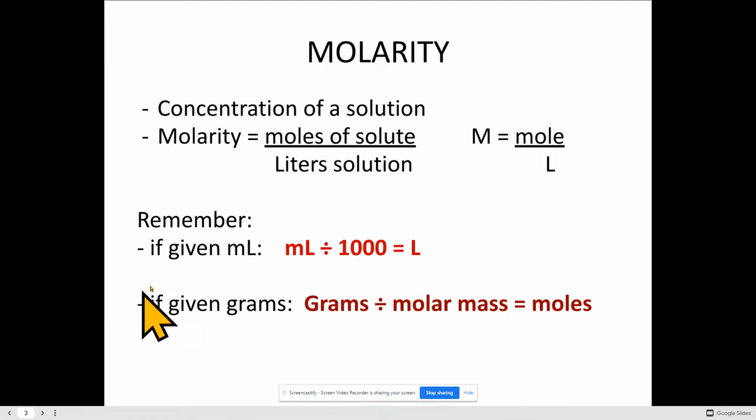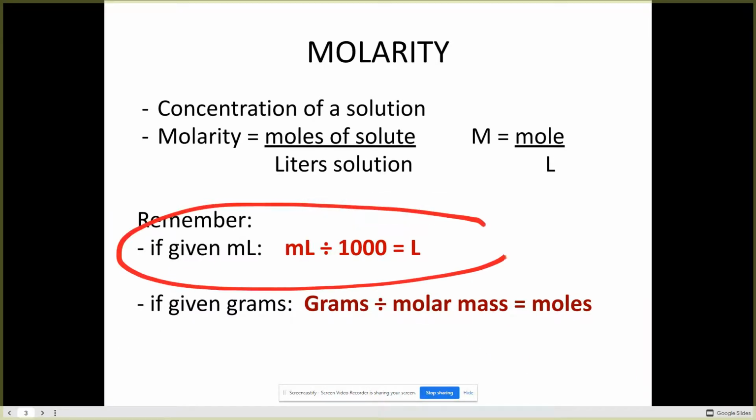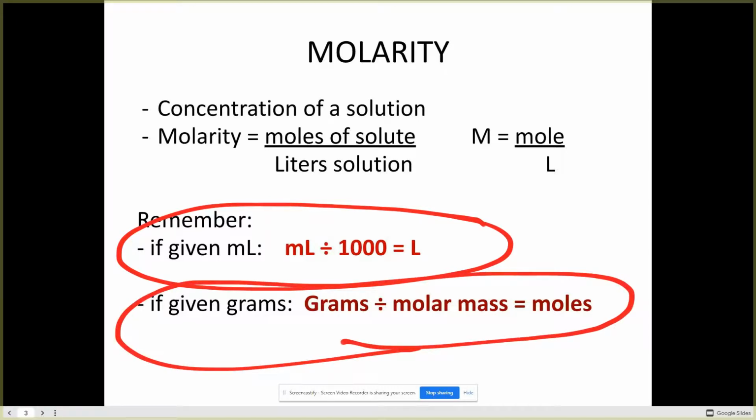Guys, if you're, for example, given milliliters, you'll have to convert it to liters by dividing it by 1,000. So again, one more time, if you're faced with this dilemma, if you're given milliliters, you'll have to convert it to liters by dividing it by 1,000. Now, if you're given grams, you can't use that, so you'll have to change it to moles by dividing the grams by its molar mass.